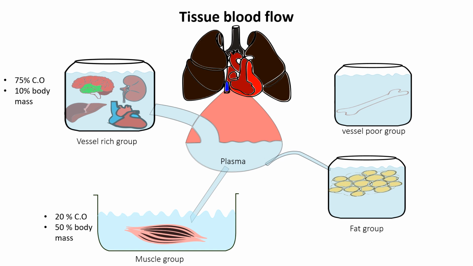The poorly perfused group, fat, receives only 5% of cardiac output. Despite its low blood flow, fat can store significant amounts of anesthetic over time, especially during prolonged anesthesia. This leads to slower elimination and can prolong emergence from anesthesia, particularly in obese patients. The least perfused group has a negligible role in anesthetic distribution.